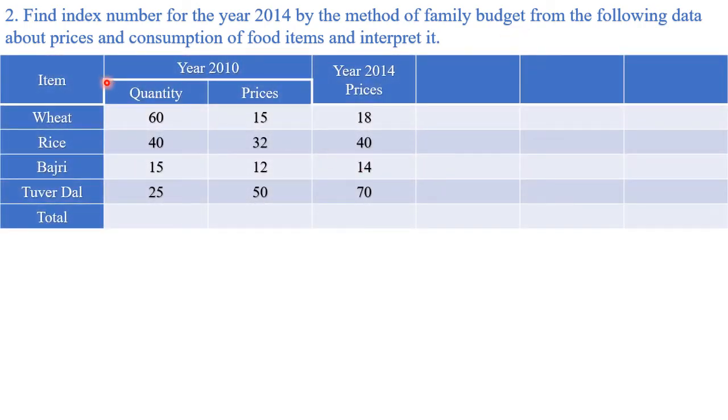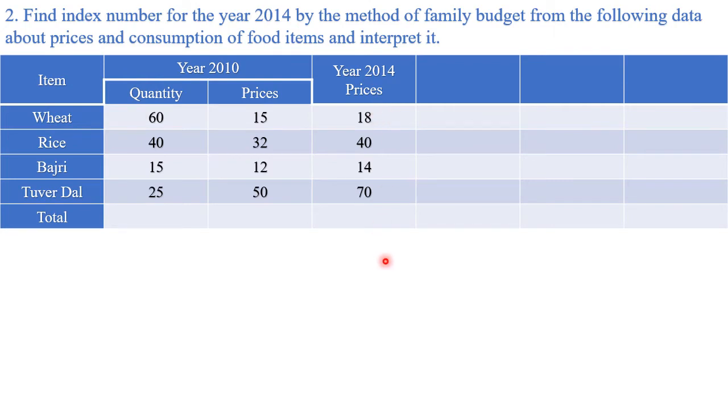We have the items wheat, rice, bajri and tuvar dal. We have the year 2010 values and year 2014 values. For the year 2010 we have the quantity and the prices. So this is the base year obviously, so this will be Q0, this will be P0. We have year 2014 prices, this is obviously the current year, so this is P1. So we have Q0, P0 and P1, and they have told us to use the family budget method.